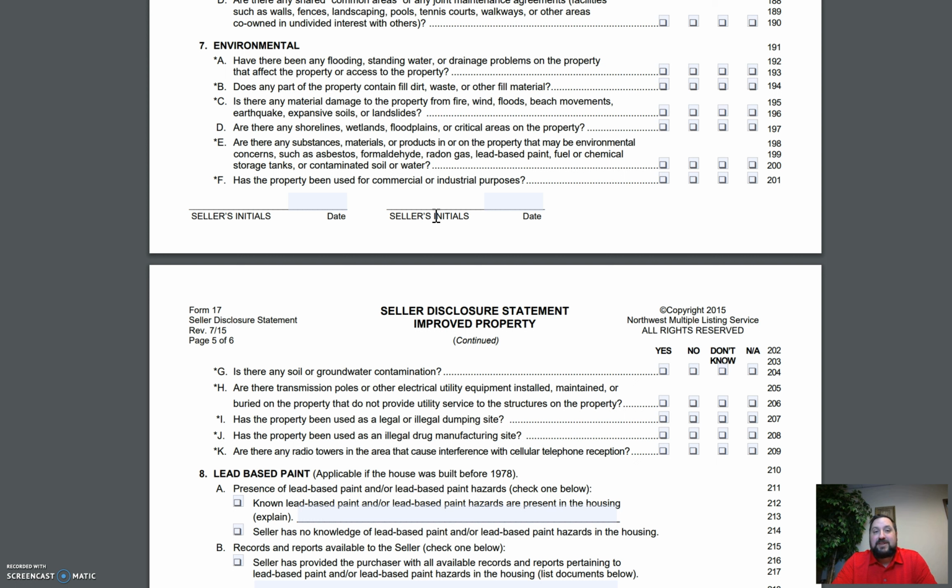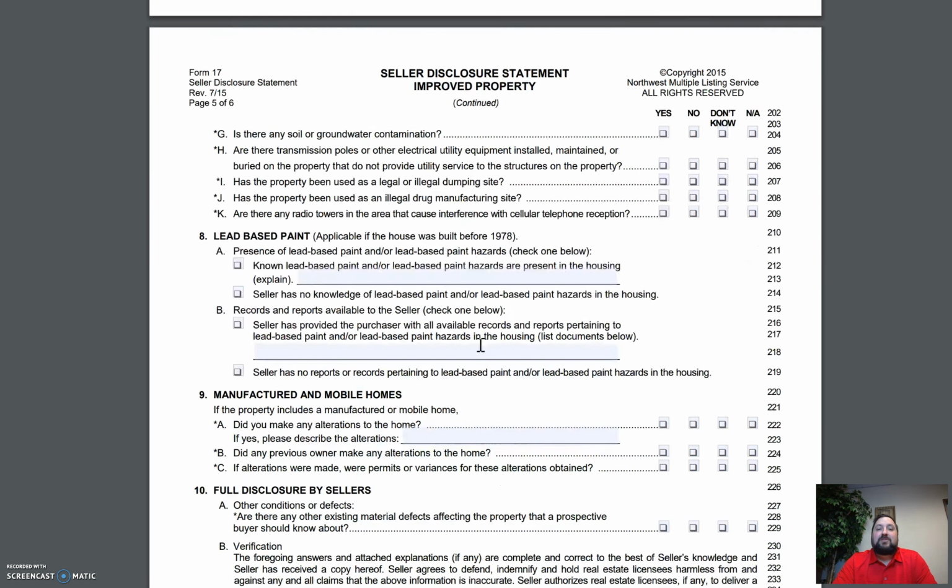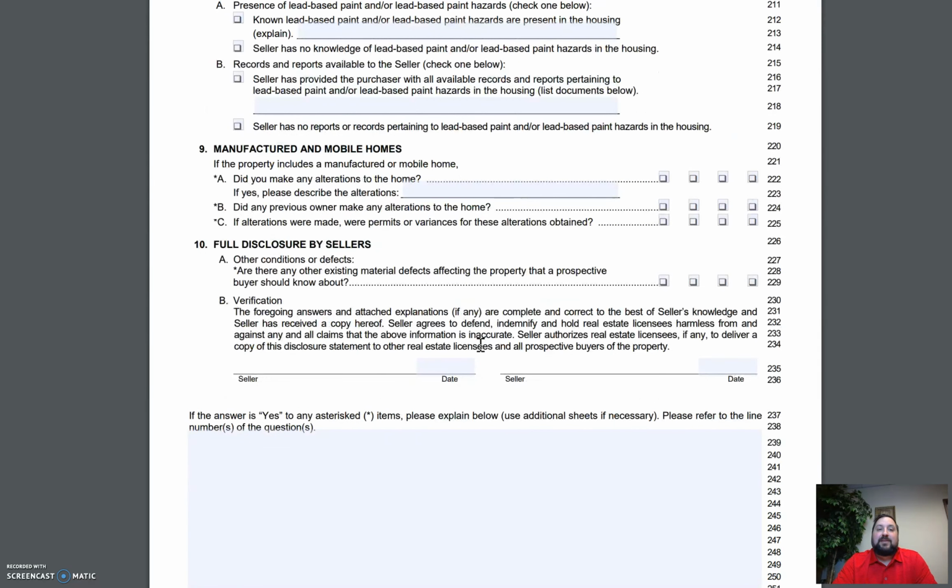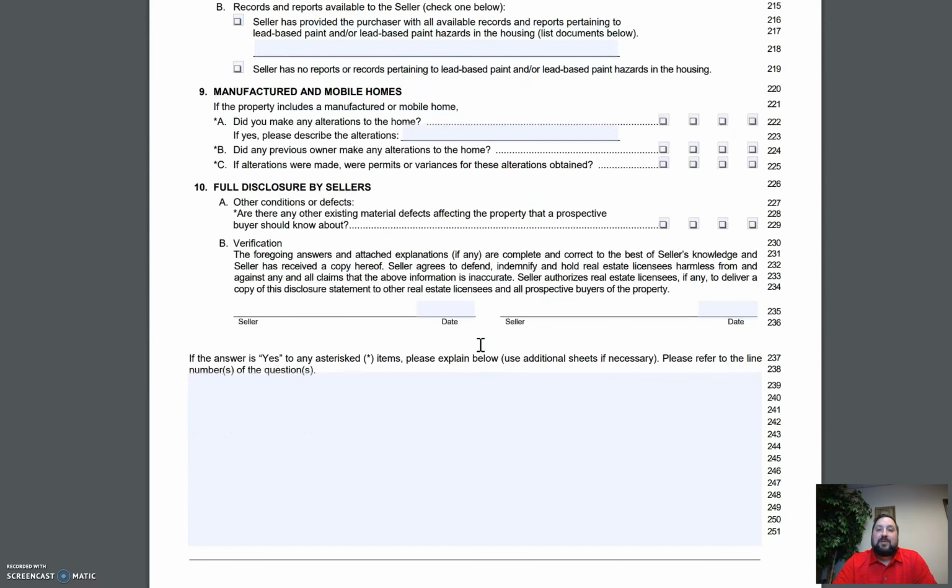From a buyer standpoint, a lot of times you receive this initially with the offer that you're going to submit, already filled out and signed by the seller. You want to make sure that they did actually answer every line in here and did not leave anything blank. Manufactured mobile homes: if it's not a manufactured home and they left it blank, they should probably go back and check NA.